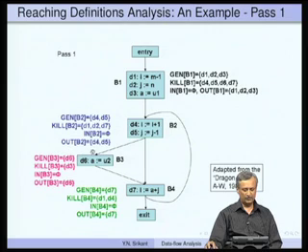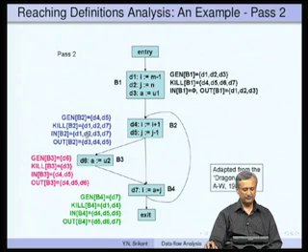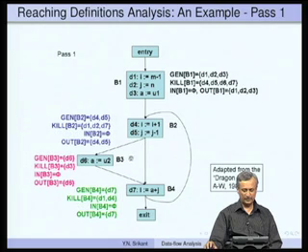So, for out of B2, the next time we are going to take out of B1, which is D1, D2, D3, and out of B4, that is D7, and put them inside in of B2: D1, D2, D3, D7. Okay. Similarly, if you look at the inset of this, there is only one arc here.